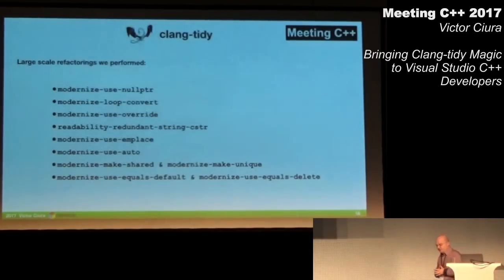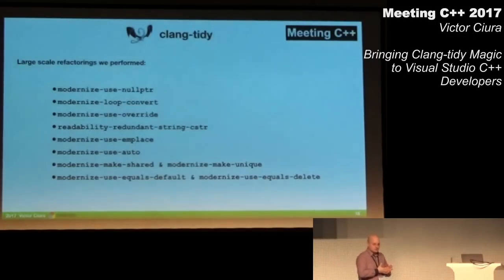Some large-scale refactorings we performed, just to make you acquainted with them. I will go into some details on some of them. Modernize use nullptr. This is a no-brainer. Loop convert, transforming your for loops into range-based for loops. Use override. This was quite a big one, and with a beneficial impact, I would say. Readability, remove redundant c_str from a standard string.